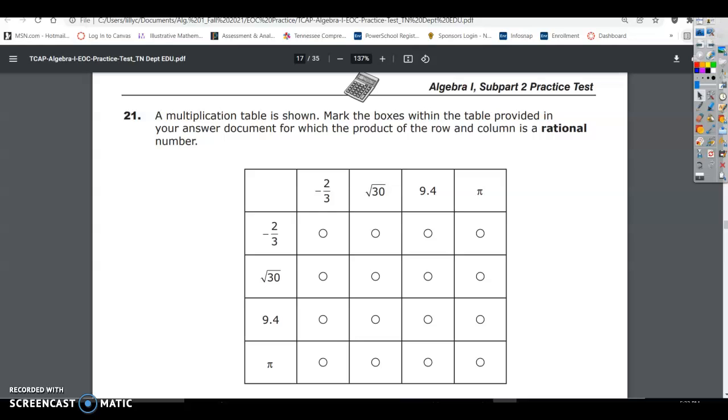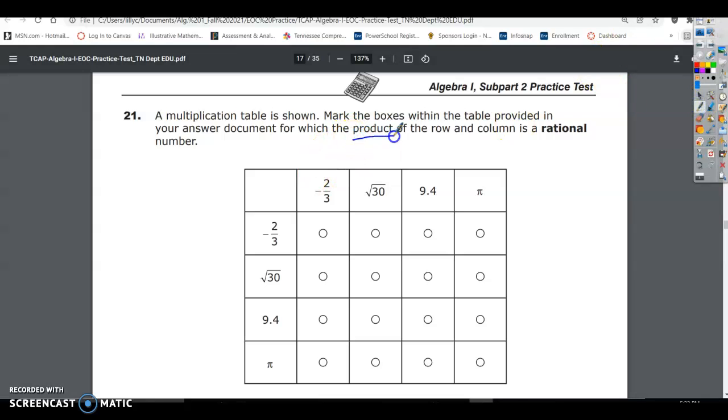Algebra 1 EOC practice test number 21. A multiplication table is shown. Mark the boxes within the table provided in your answer document for which the product of the row and column is a rational number. All right, so what are we looking at here?